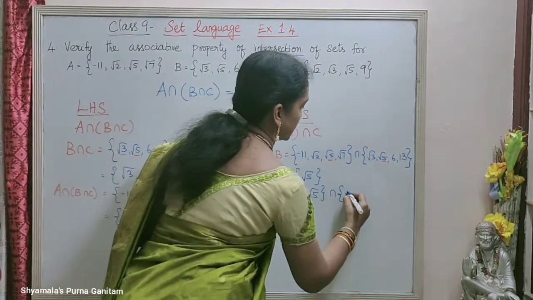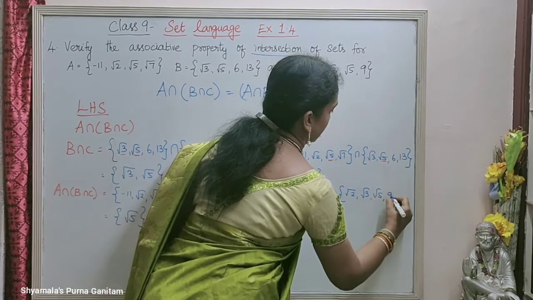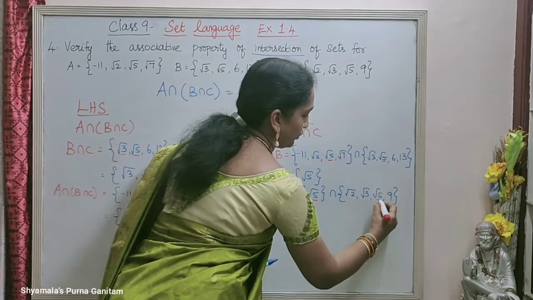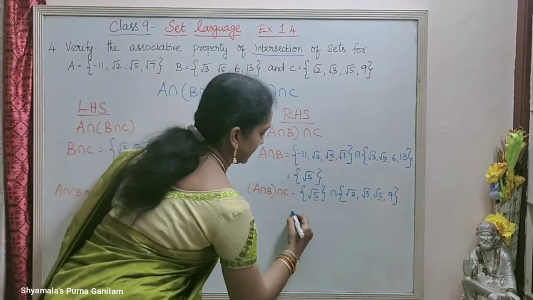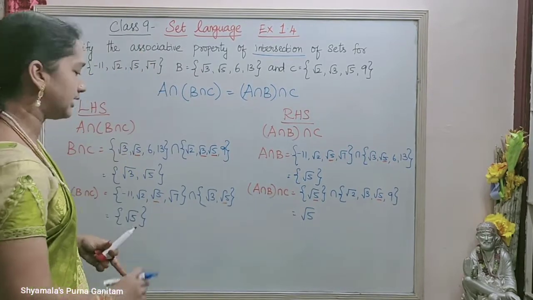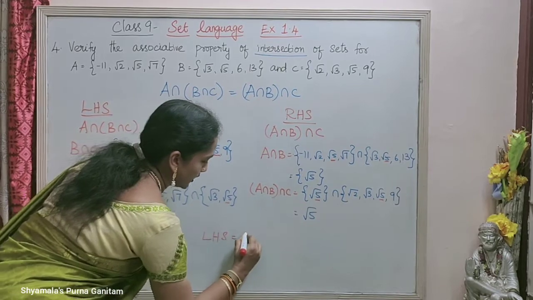What are the elements of C? Root 2, root 3, root 5 and 9. So what is the common element between these two sets? Root 5. Root 5 is this one. So this is our RHS and this is our LHS. So LHS is equal to RHS.